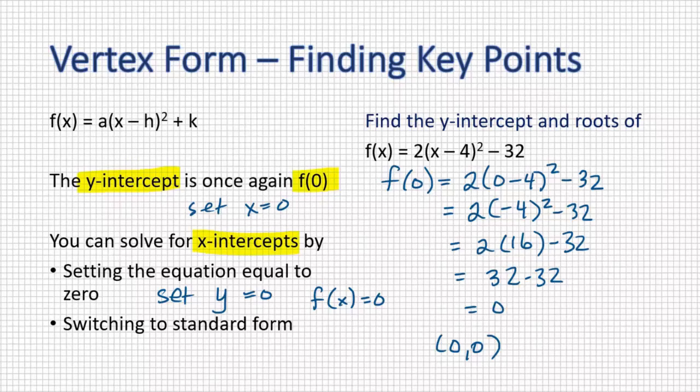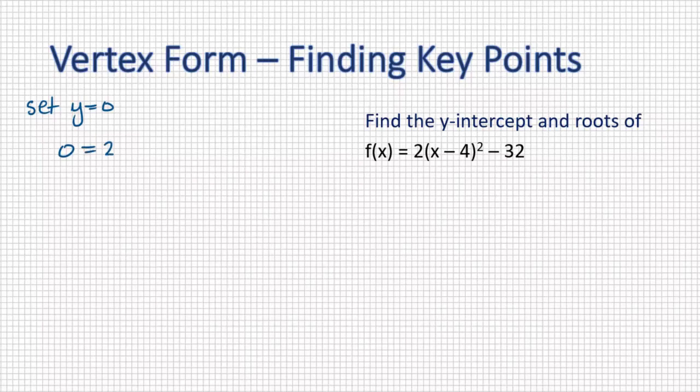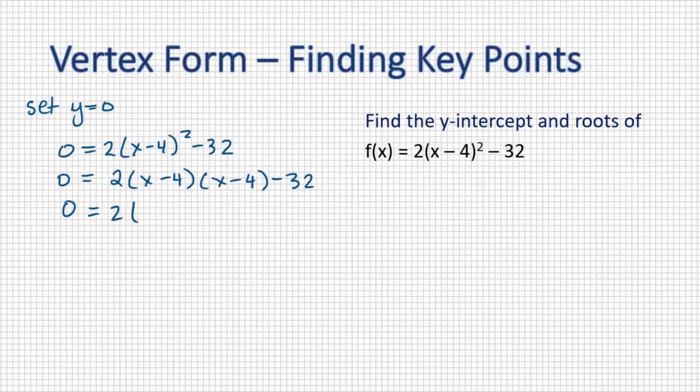Let's try this. So we have 0 is equal to 2 times (x minus 4) all squared minus 32. And now we'll have to solve for x. Essentially, we're just going to expand, but what's happening here is while we do that, we are converting to standard form. Don't forget that if x minus 4 is all raised to the power of 2, this really means we need to take the binomial and multiply it by itself twice. I'll multiply the binomials first, and then multiply the product by 2.